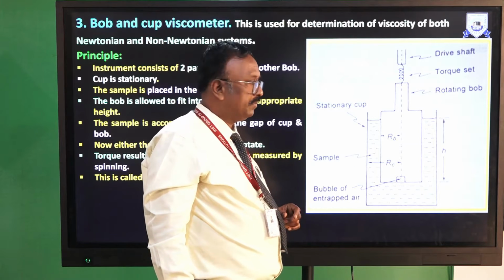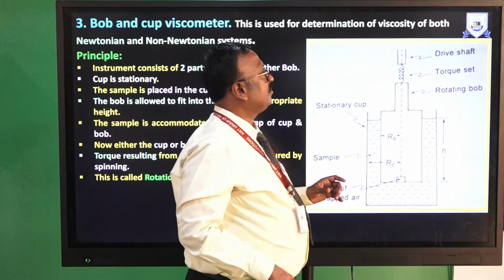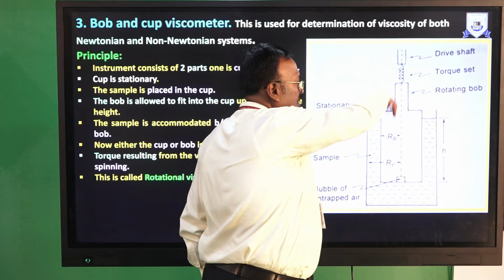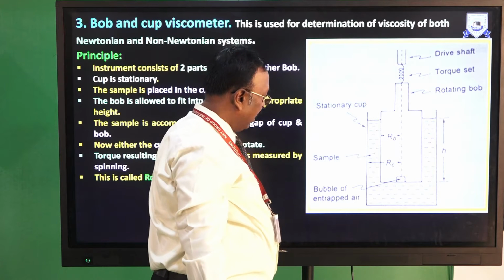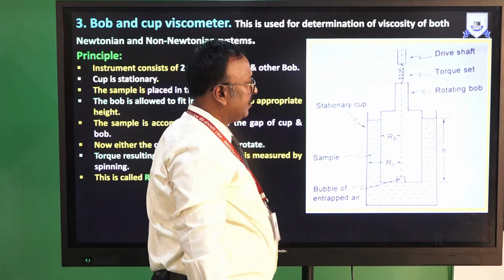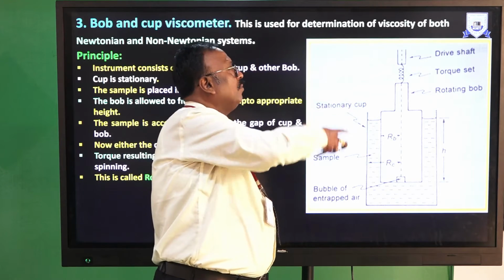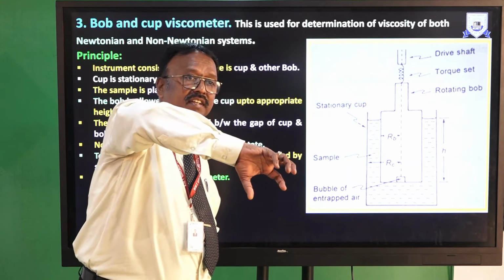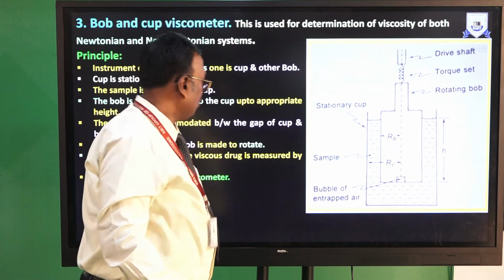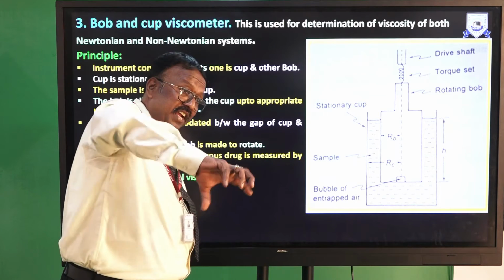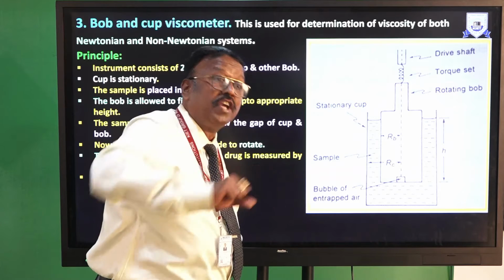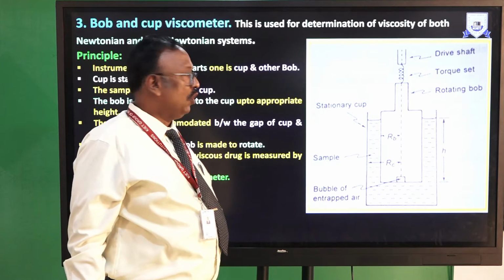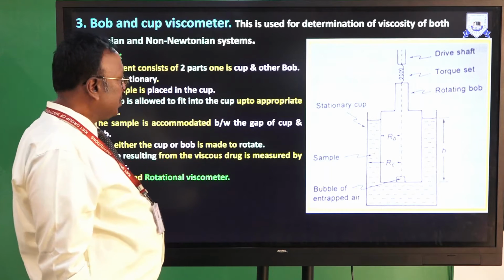Cup. And the bob is placed into this cup containing a sample. Then, after dipping the bob, you rotate the bob in the cup. For that reason it is also called rotational viscosity. We can call it rotational viscosity.